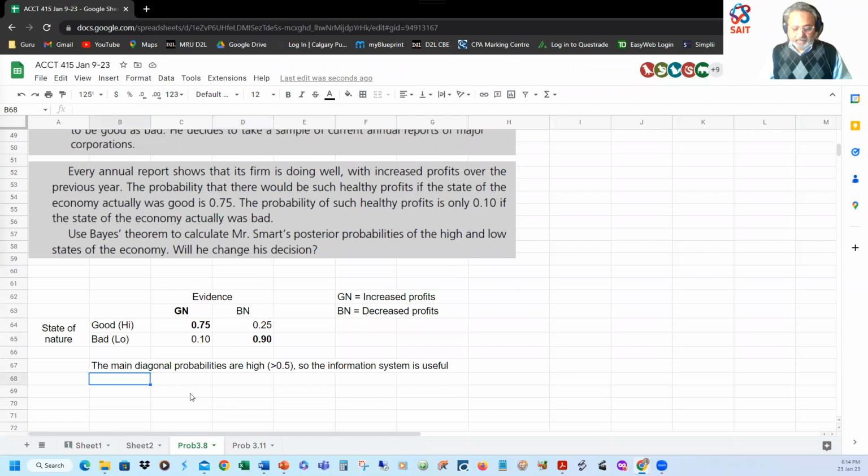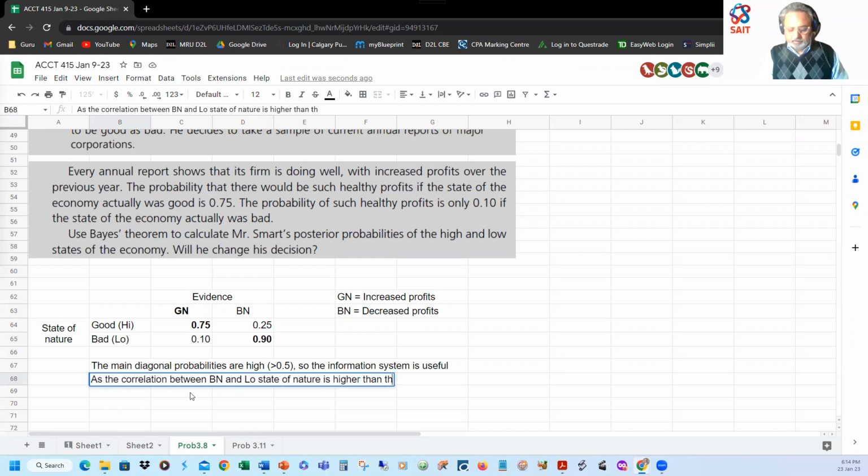So as the correlation between bad news and the low state of economy is higher than that between good news and the high state, we can say that this information system is more conservative.